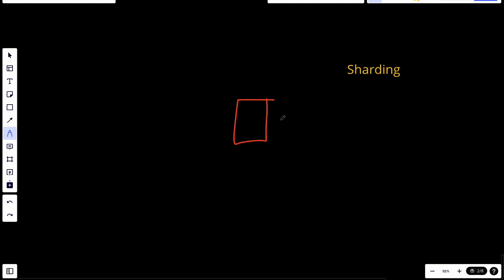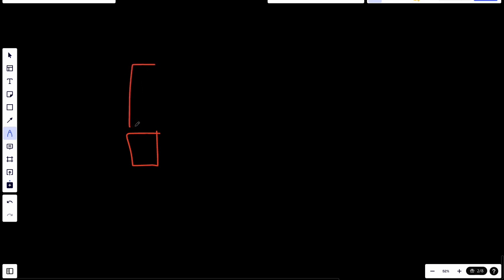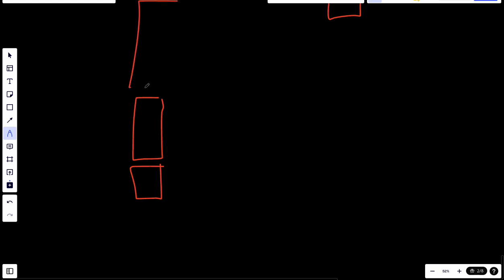Horizontal scaling, also known as sharding, is the practice of adding more servers. Let's try to compare them. Let's say we have vertical scaling and we have a machine. If this one is not enough, we add a bigger machine. And if this one is not enough, we add an even bigger machine. But at some point we will not add more because we have limits.